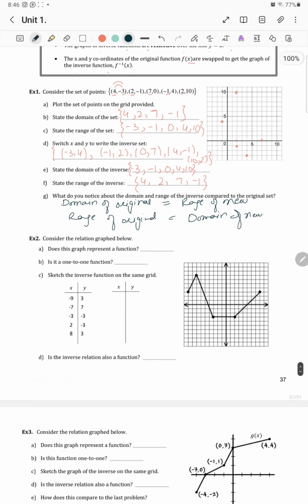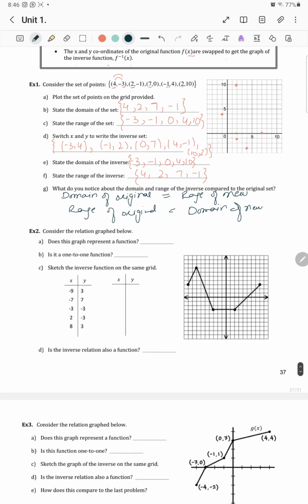Consider the relation graphed below. Does this graph represent a function? For a function, we need to do the vertical line test. And what was the vertical line test? We need to plot a vertical line. It should cut the graph only at 1 point. So yes, vertical line test passes. Is it a 1-to-1 function? For a 1-to-1 function, you put a horizontal line, and if it passes through more than 1 point, then the horizontal line test fails. So no.